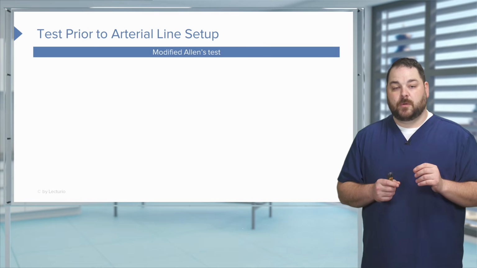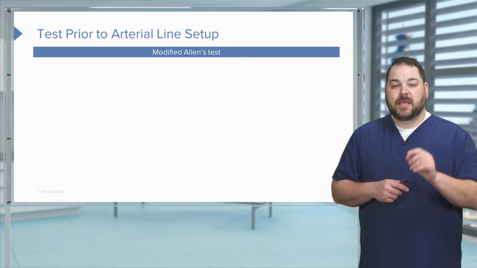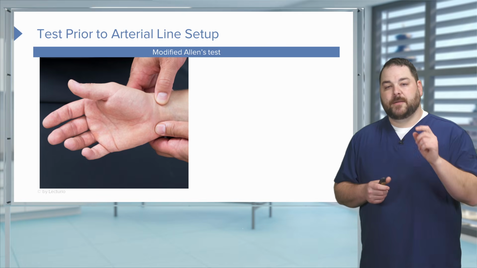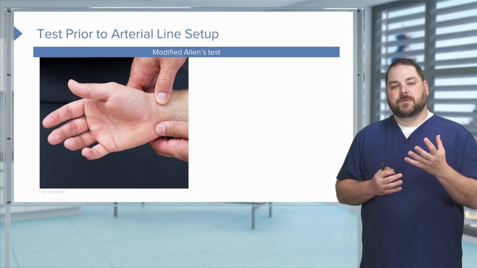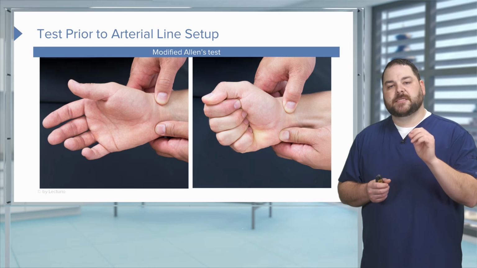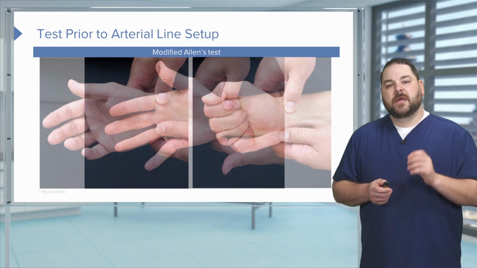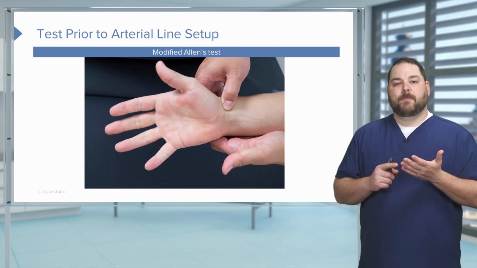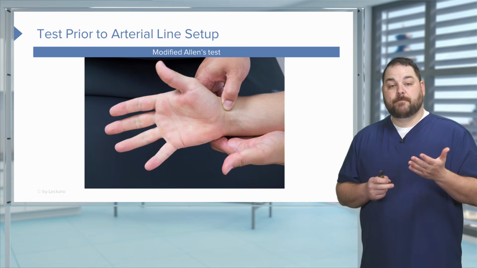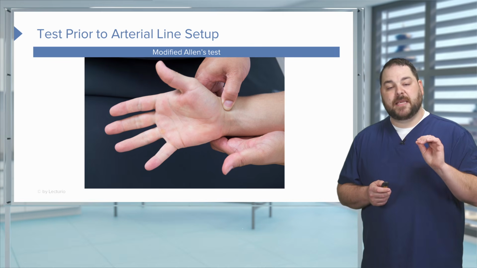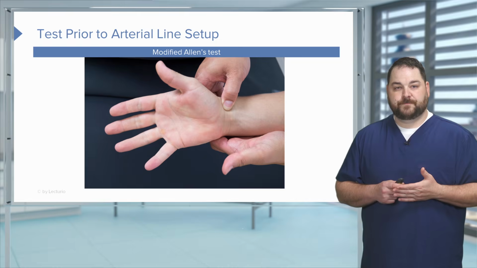Now, we check this with what's called the modified Allen's test. In order to do this, we place our thumb on the radial artery and our other thumb on the ulnar artery. Then we have the patient pump his hand 4 or 5 times until the hand becomes white. This indicates there is no blood flow going to the hand. Then we release our thumb on the ulnar artery and we should get blood flow back to the hand. We'll see color come back to the skin and we'll have good cap refill. This is an indication that the ulnar artery is patent and you have blood flow through that.